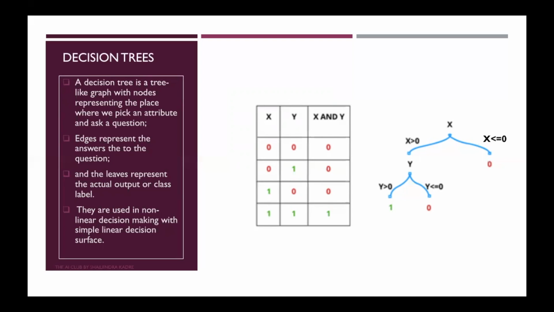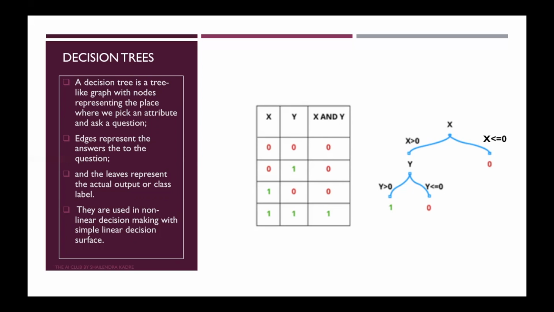Just going through the terminology, a decision tree is a tree-like graph with nodes representing the place where we pick an attribute and ask a question. Edges represent the answers to the question, and the leaves represent the actual output or class label. They are used in non-linear decision making with simple linear decision surface. As we go further down, we will get into the terminology in a better way.